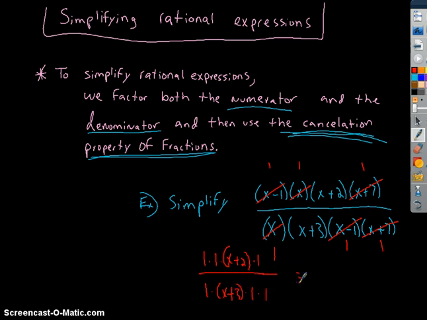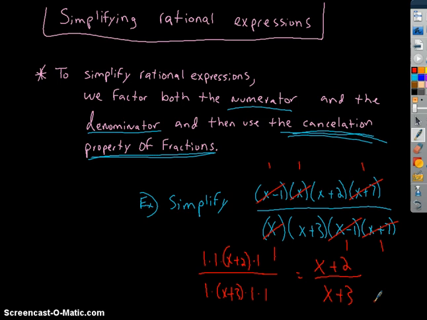Now truthfully, if you saw 1 times 1 times 1, you know that that's just going to be 1. So it's going to be 1 times x plus 2. So my numerator is simply x plus 2. My denominator is 1 times all those 1s, which is still 1. So my denominator is just x plus 3. So my final answer is x plus 2 divided by x plus 3.